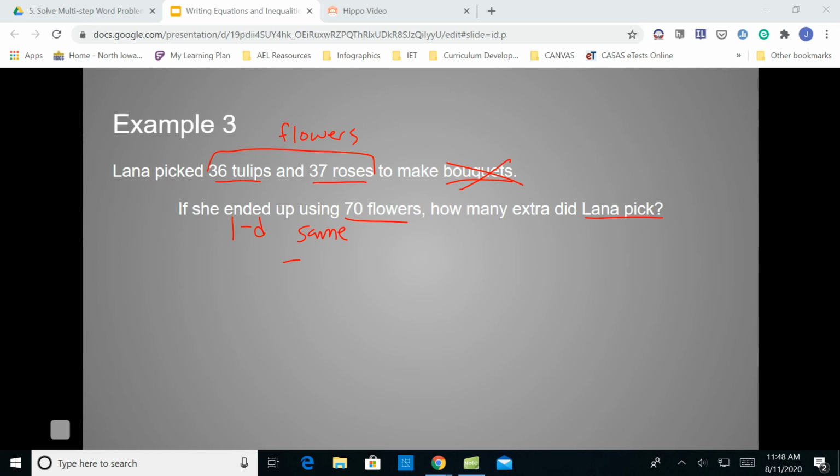Which is a little misleading, right? Because what we haven't done yet is combine these into flowers. So we have to do both, add and subtract. And once we do that to get total flowers, we would set this up as 36 tulips plus 37 roses. That'll give us flowers. And we're going to subtract 70 from that amount. There's only one possible answer, so we have another equal sign.